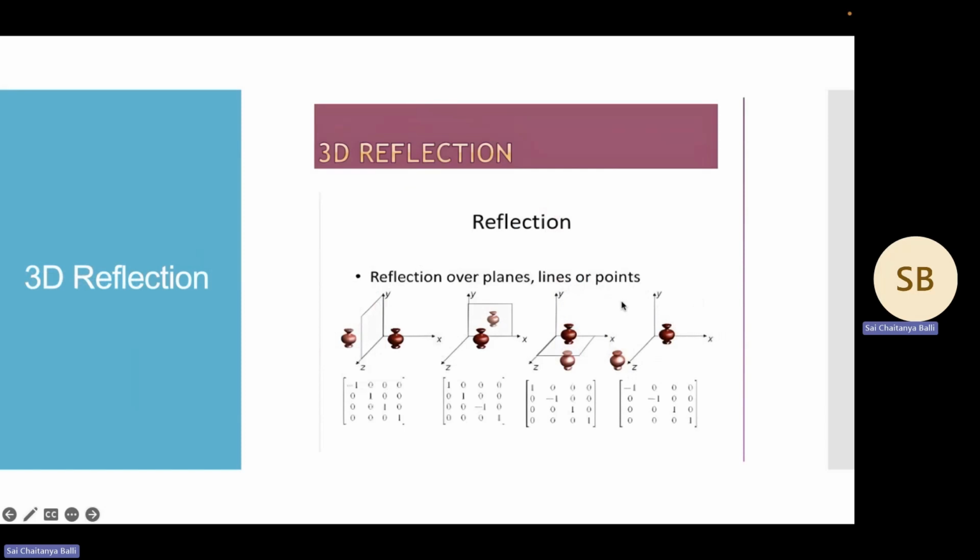Over here, this is a good example for 3D reflection. We have an object in the ZX plane. Since it is in the ZX plane, it has to reflect inverse to its 180 degrees, which would be the ZY plane. Based upon the reflection side, we need to reflect. So yeah, this is how the reflection is performed.